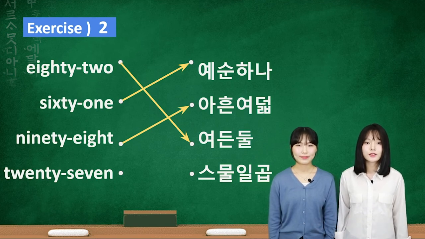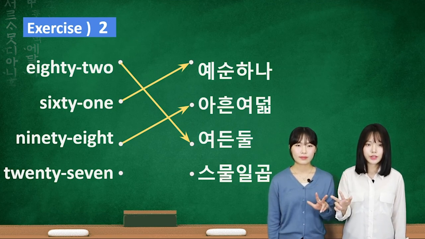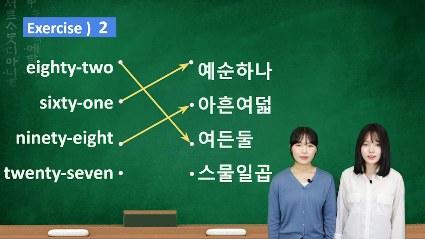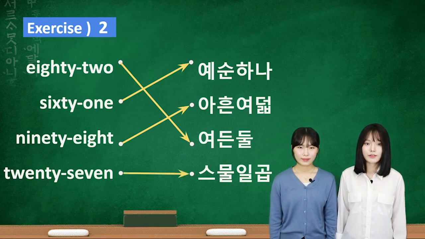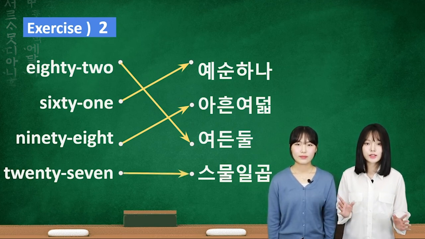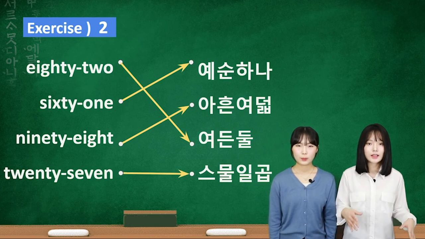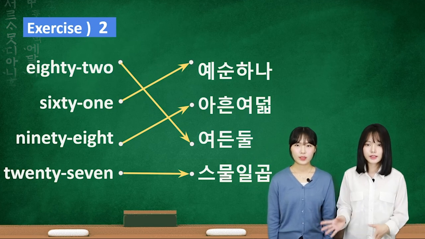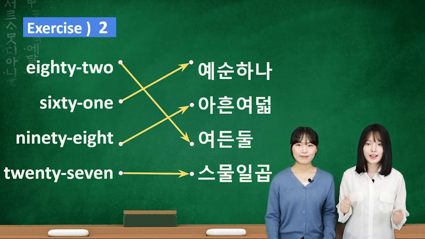27. Which is the correct Hangul number? 5, 4, 3, 2, 1. Yes, the correct answer is the fourth. Please repeat after me. 스물일곱. Excellent!